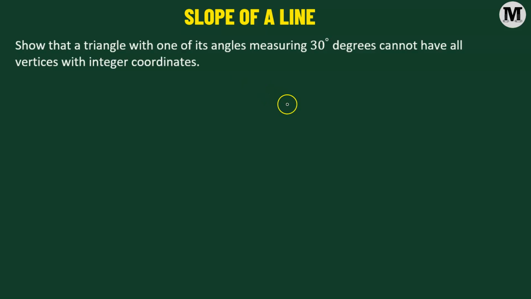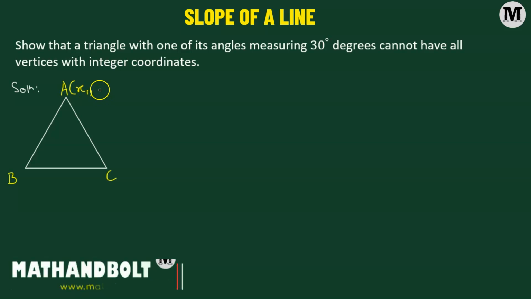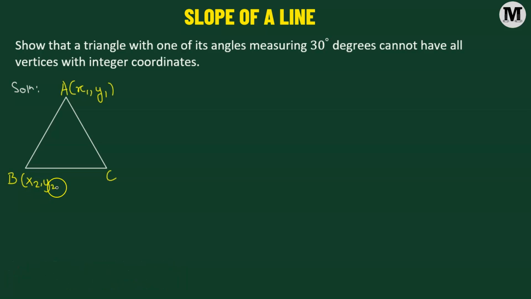Show that a triangle with one of its angles measuring 30 degrees cannot have all vertices with integer coordinates. Let us consider a triangle A, B, and C. Here we will suppose that the coordinates of vertex A are x1, y1. Coordinates of vertex B, let it be x2, y2, and coordinates of vertex C, let it be x3, y3.